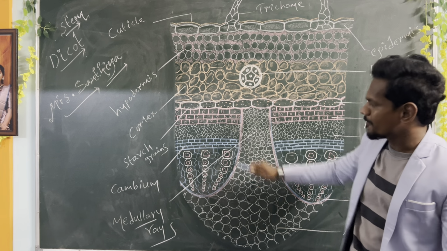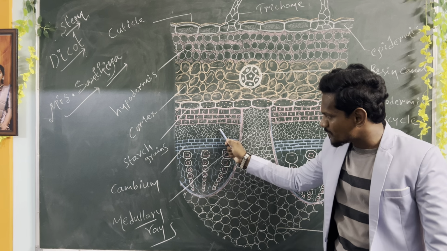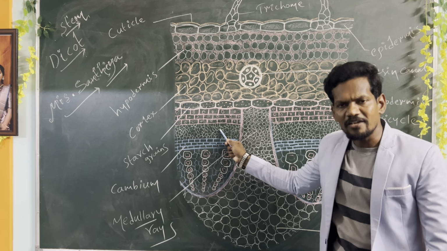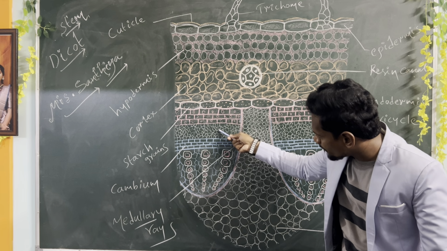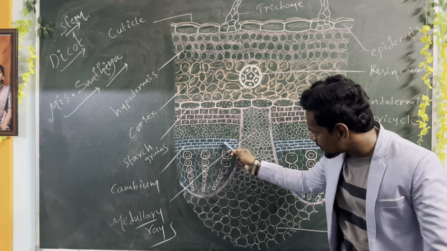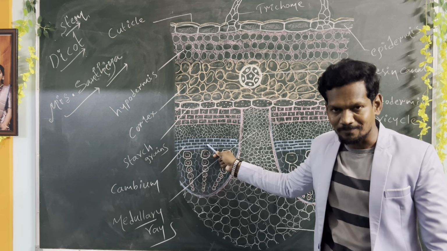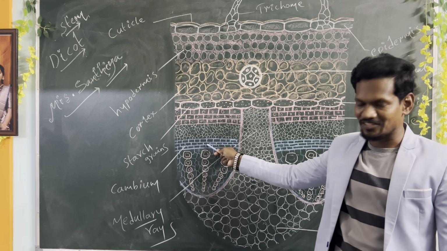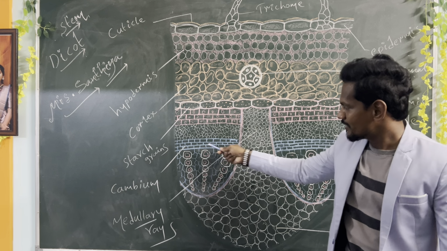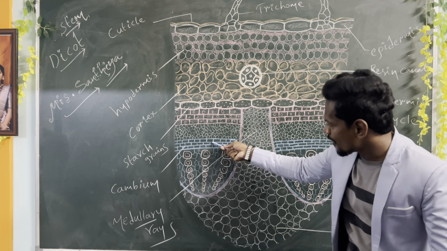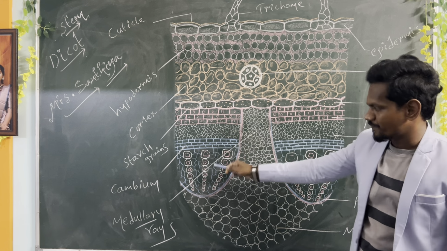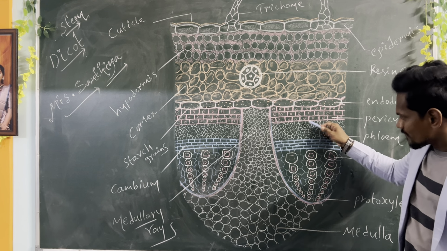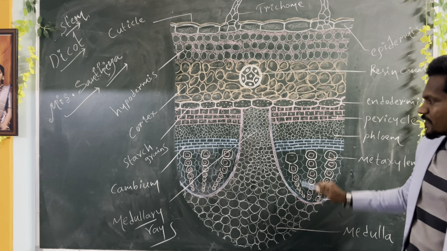Then exactly followed by pericycle, this cell arrangement is called phloem. Main function is transportation of food. Then followed by phloem, these stripes are known as cambium. This is one of the characteristic features in the stem. Then followed by xylem. So phloem, next cambium, xylem. Phloem, next cambium, xylem.